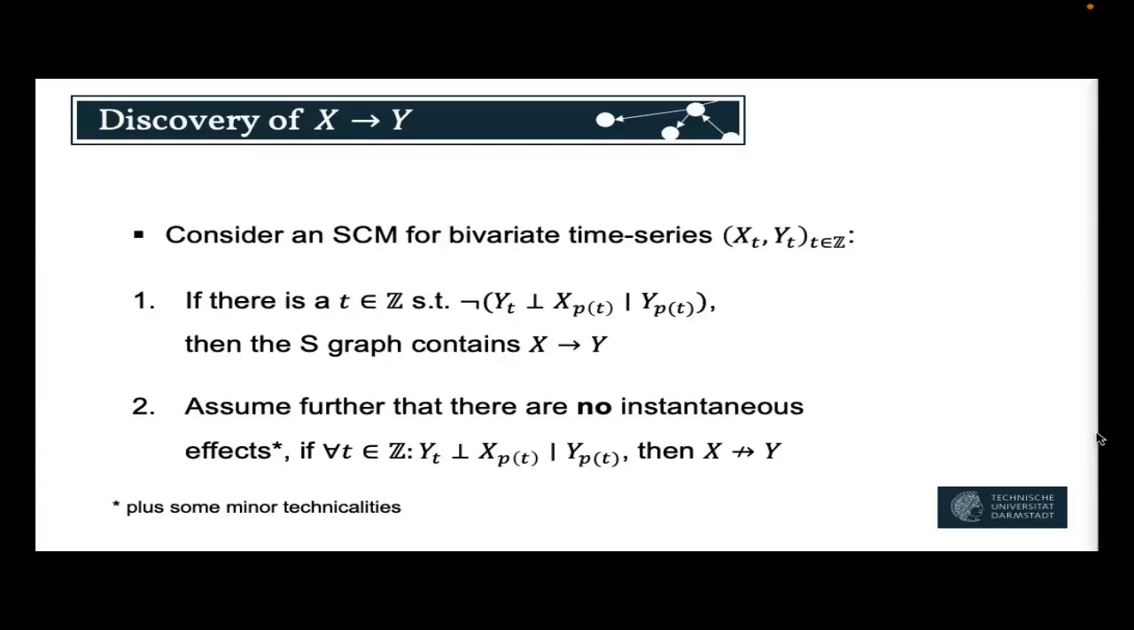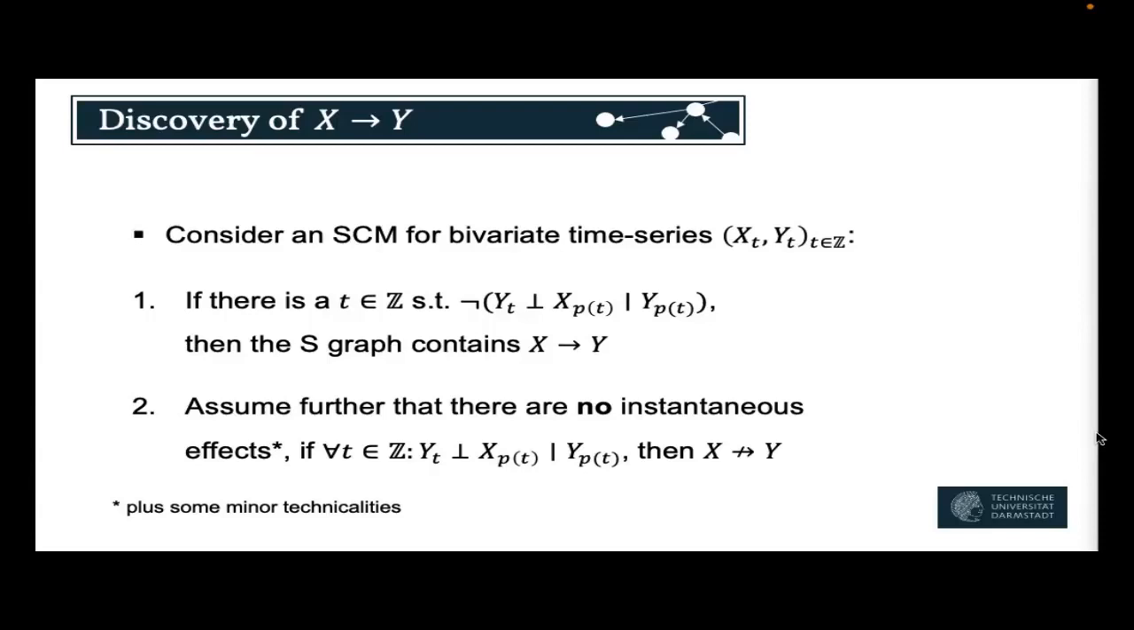So again, to just highlight the importance of this, you have two time series. They are for an SEM. You look now at y in the current time step, you're given all the previous time steps of y. So you condition on that information, and still x is helpful in predicting y. Still x changes your beliefs about y. Then you can say x is a cause of y.